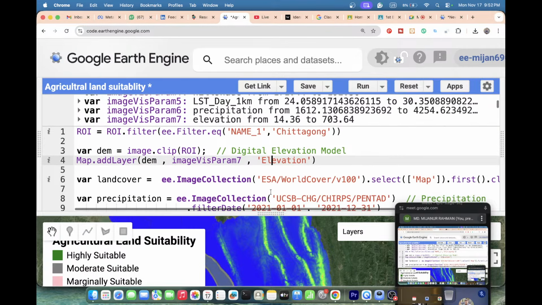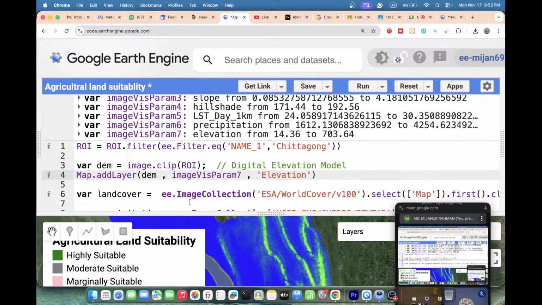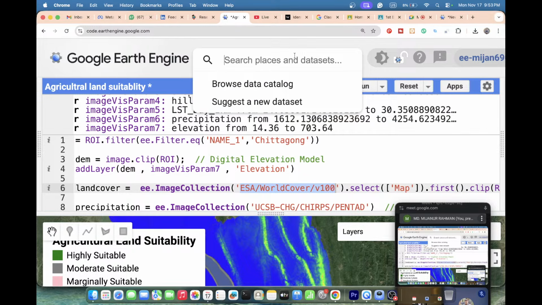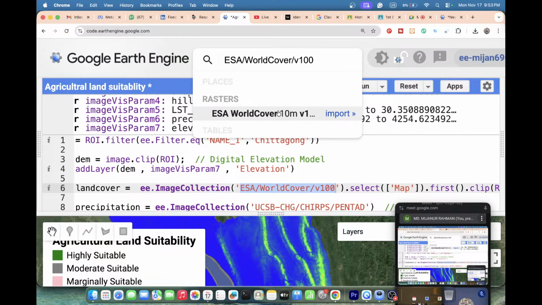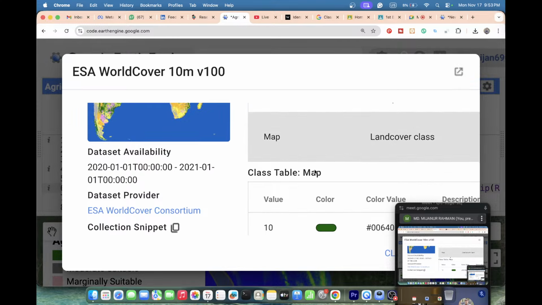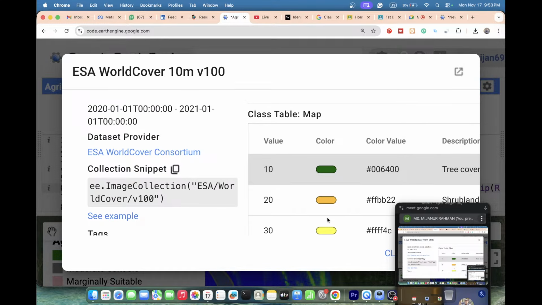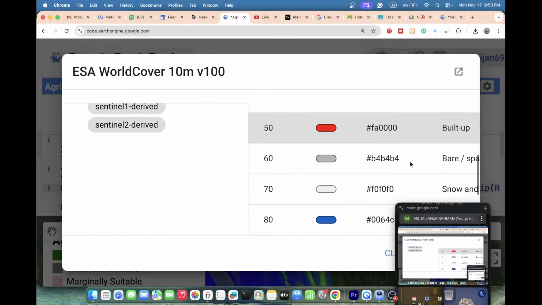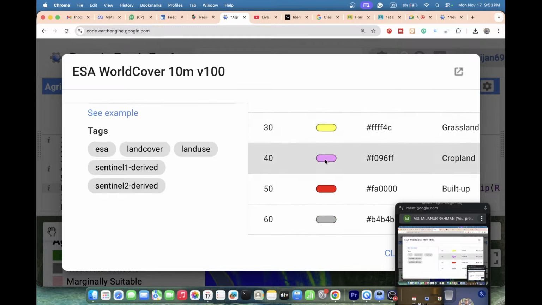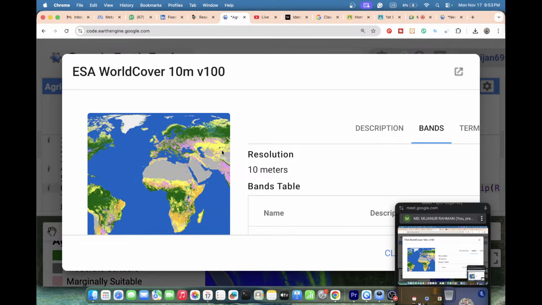After the DEM data, we work with the land cover. This time I just use a ready-made land use land cover data set. If you want, you can also use Landsat imagery and create the land use land cover map. In this case, I use the ESA WorldCover 10-meter data set. It provides globally 10-meter resolution land use land cover classes. So tree cover, shrubland, grassland, cropland, built-up, bare land, snow, permanent water body. This type of class I can easily access from the land use land cover classification. But if you want, you can also create the land use land cover using Landsat imagery, same process.